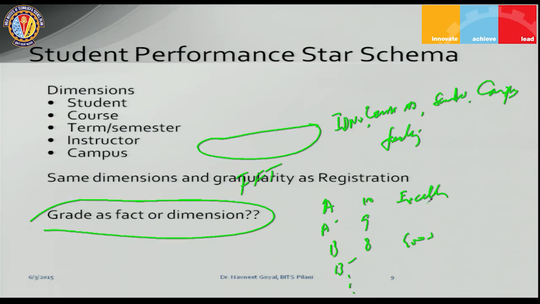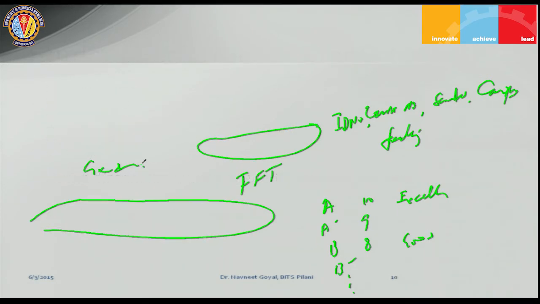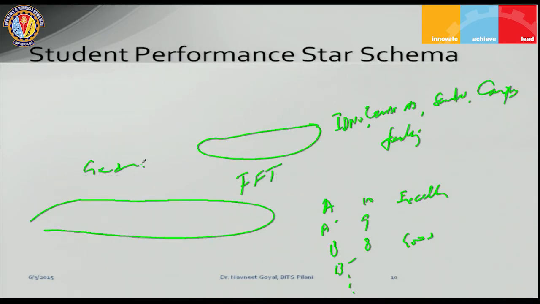So it is not just a value. It is a set of values where you have the grade name, the grade point, and the grade description, right? All these suggest that we can have grade as a dimension. And then in that case you'll have to have a grade dimension also here. So, the student performance star schema.